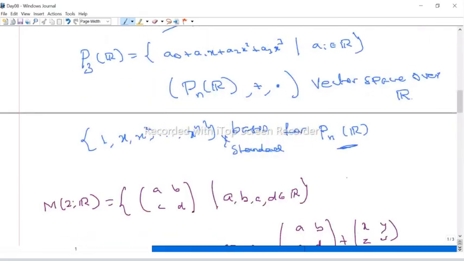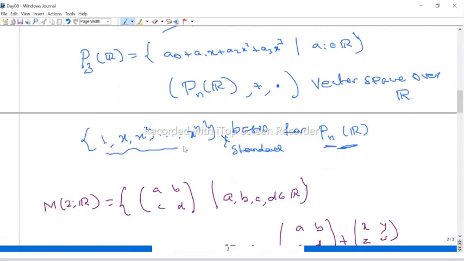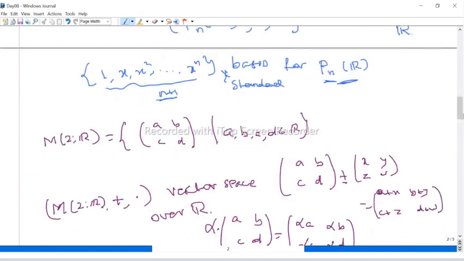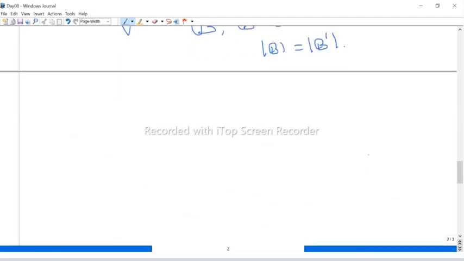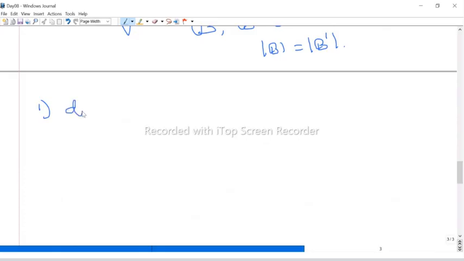Now the set of all polynomials. We are talking about degree n, but the number of elements is n plus 1, because we have 1, x, etc., x to the power n. Therefore the dimension of Pn of R is n plus 1. So these three vector spaces are very special. First, the dimension of the vector space Rn over R is n.